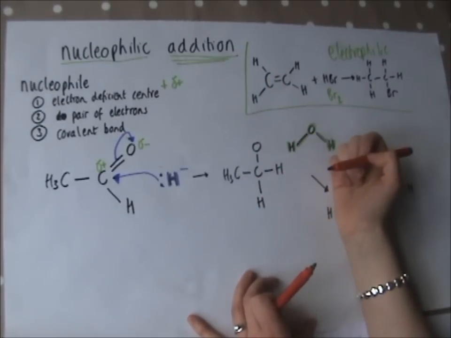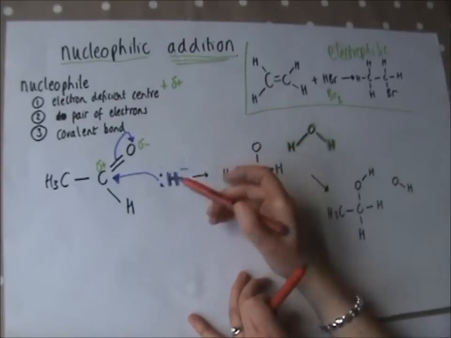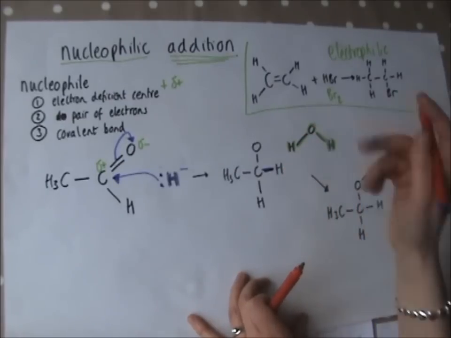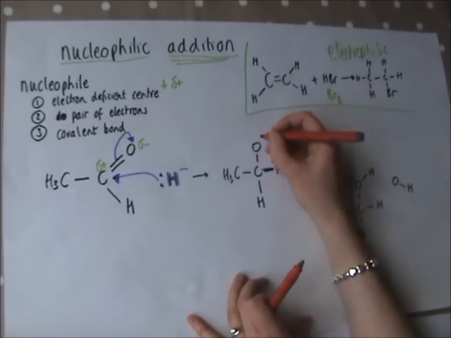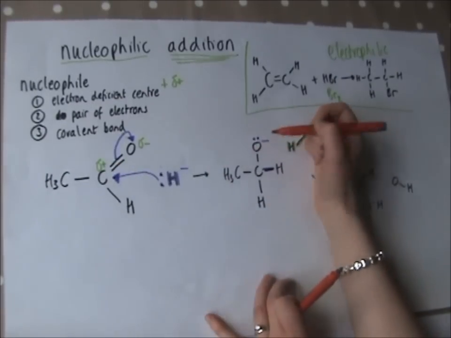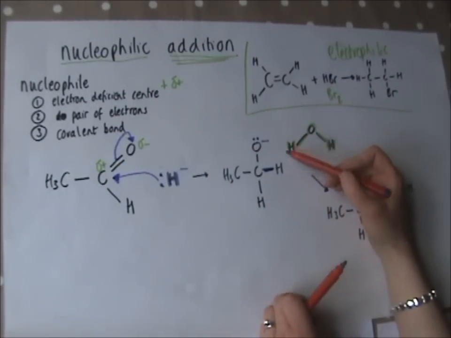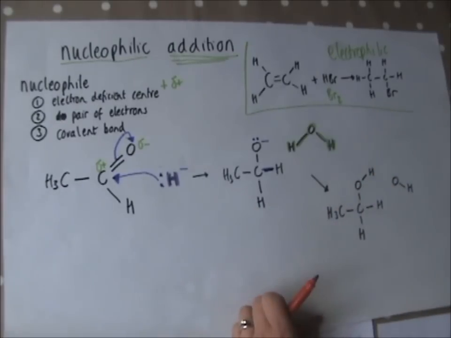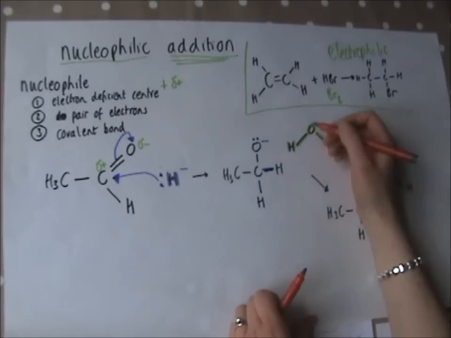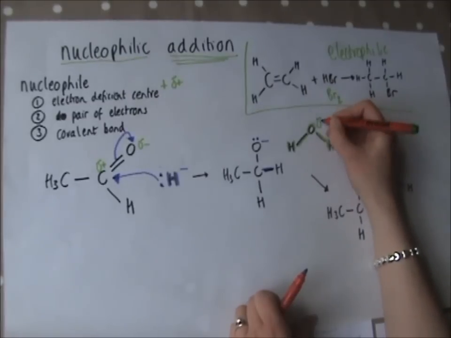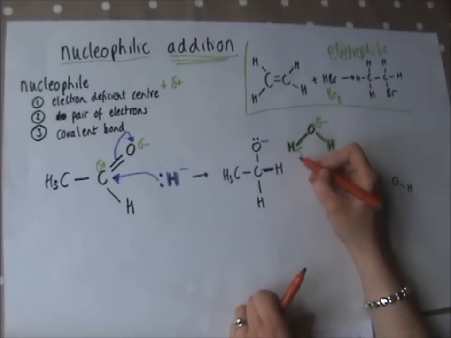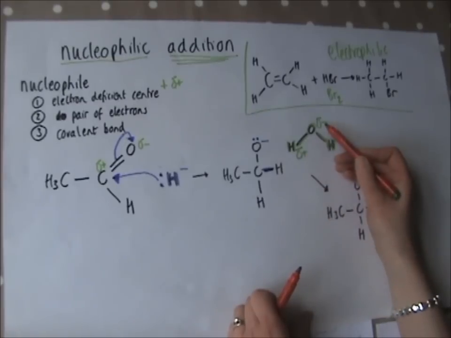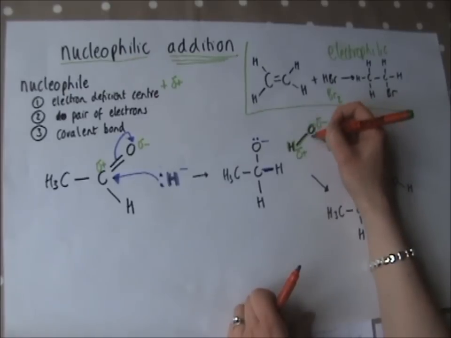Okay, so let's have a look at what we've got here then. We've made this bond with a pair of electrons from the hydride ion, and we now have a negative charge and the pair of electrons from this bond that have been dropped onto our oxygen. Okay, and now here we can see why we're going to need our water or our ethanol solvent. The important thing about water in this reaction is that it is also polar. So the hydrogen is slightly positive and the oxygen is slightly negative, because oxygen is more electronegative than hydrogen.